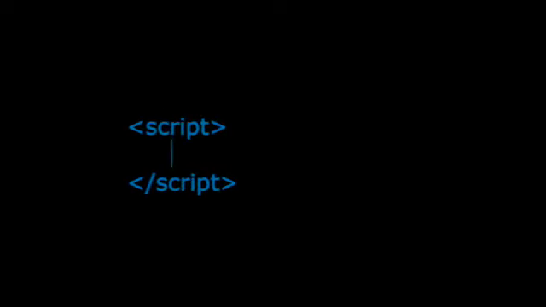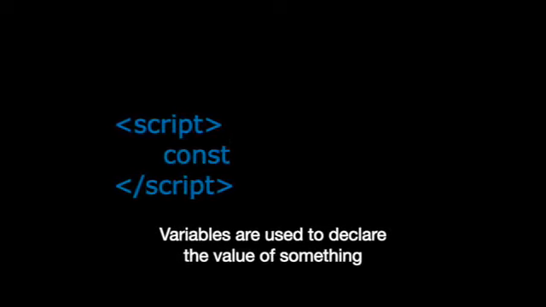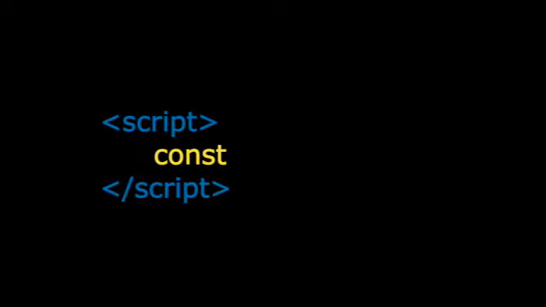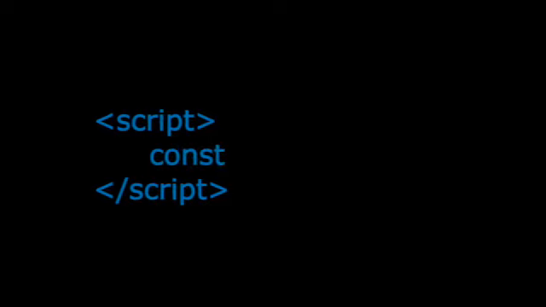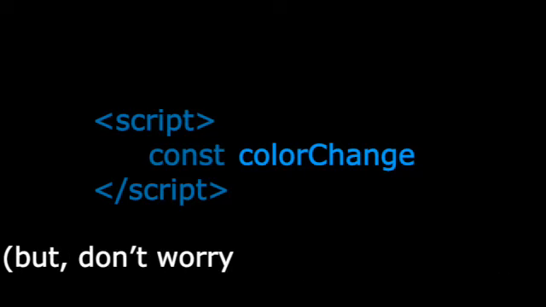Next, go into the script tags and type out your first variable. Variables are used to declare a value of something. The reason we use the const keyword for the variable is so that the value of the variable name is constant. Let's call this variable colorChange. Yes, a capital C is in the middle, but don't worry about that for now.